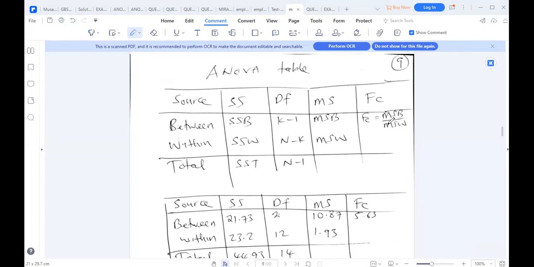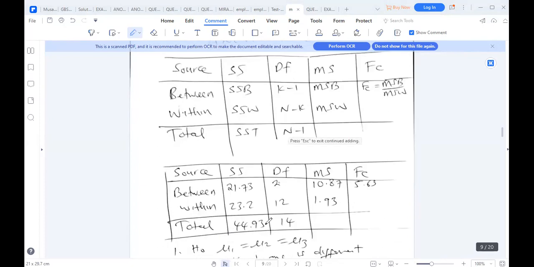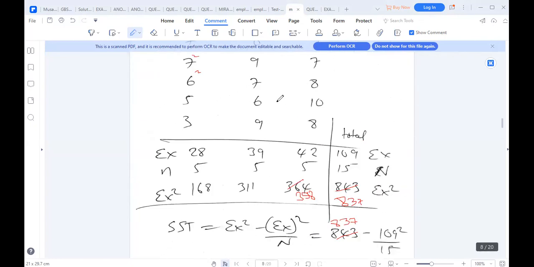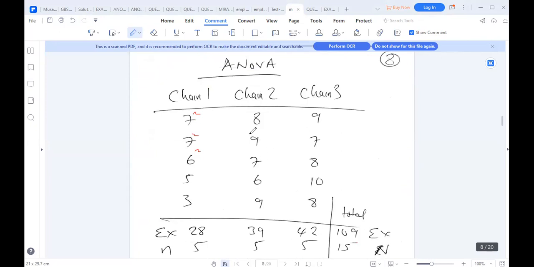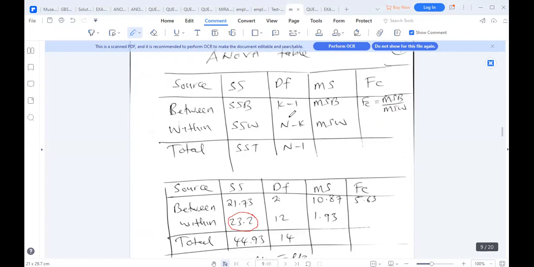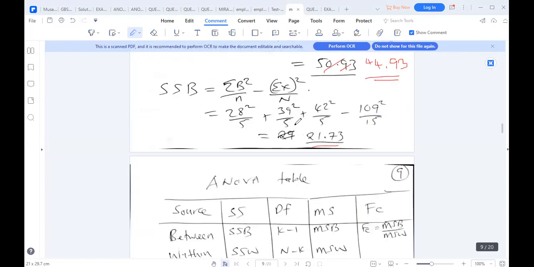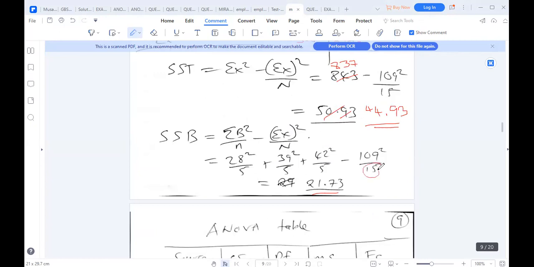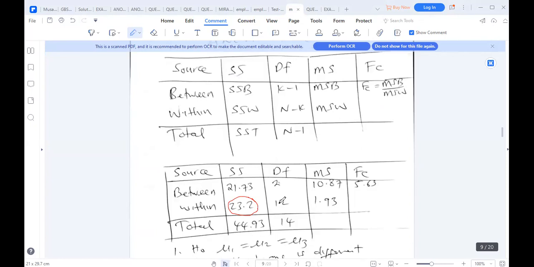So in this case, we're going to now use the figures we got from our ANOVA test. Our total was 44.93 and our between was 21.73. The within is a difference. 44 minus 21, we get 23. Then our k minus 1, the k is the number of populations, in this case the number of columns. So 1, 2, 3 minus 1, we get a 2. And n minus k, our n was 15. 15 minus 3 is where we get the 12.